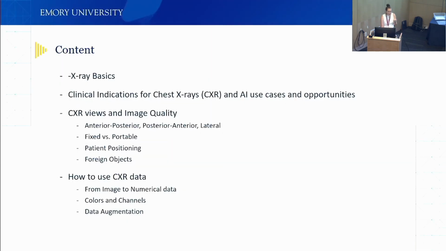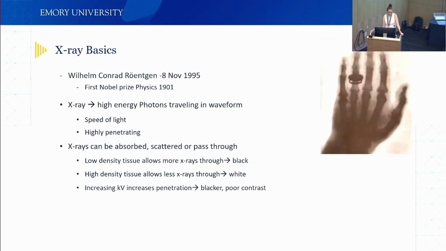So we're going to talk a little bit about X-ray basics because that's important to know if you want to do any AI on them. We're going to talk about clinical indications for chest X-rays, and then we match that with some of the AI use cases and opportunities. And then we're going to talk a lot about X-ray views, image quality, and how to use X-ray data. I'm going to leave a little bit for the lecture after that, so that's going to be a really short one.